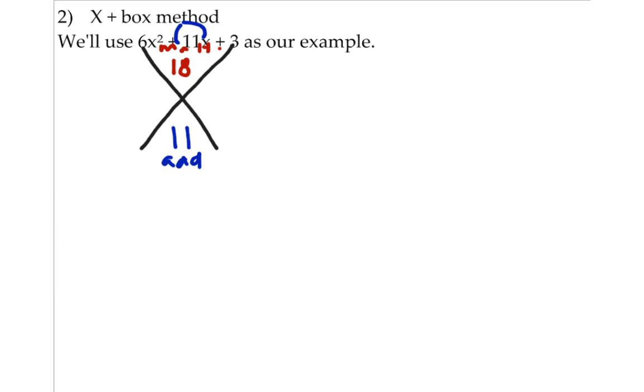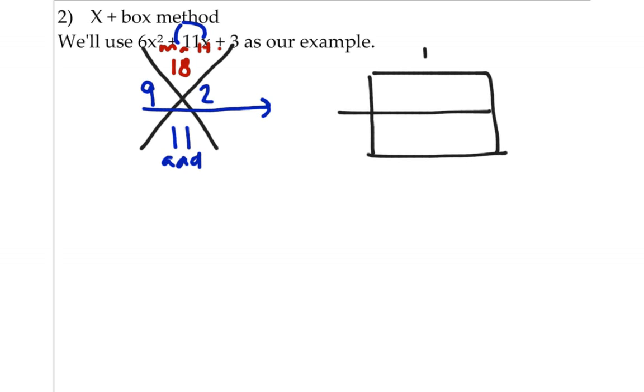just like we did before when we were looking at 1x squared. So now I'm looking at two numbers that multiply to give me 18, add up to give me 11. I think that's going to be, let's see, 9 and 2. 9 times 2, 18. 9 plus 2, 11. Now, these two numbers move on to our box. We're going to draw a box, just as you're seeing on the screen.